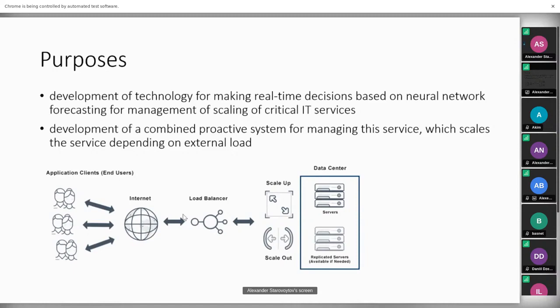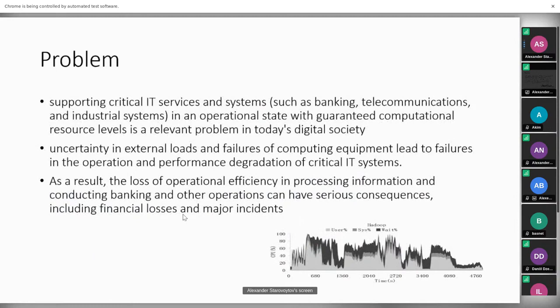Let's talk about the problem. Supporting critical IT services and systems such as banking, telecommunication, and industrial systems in an operational state with guaranteed computational resources level is a relevant problem of the modern digital society. Uncertainty in external loads and failures of computing equipment lead to failures in operation and performance degradation of critical IT systems. As a result, the loss of operational efficiency in processing information and conducting banking card operations can have serious consequences, including financial losses and major incidents.